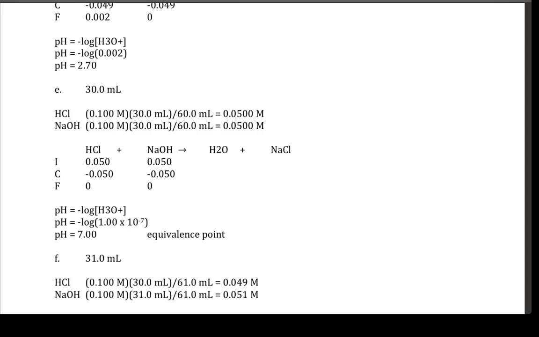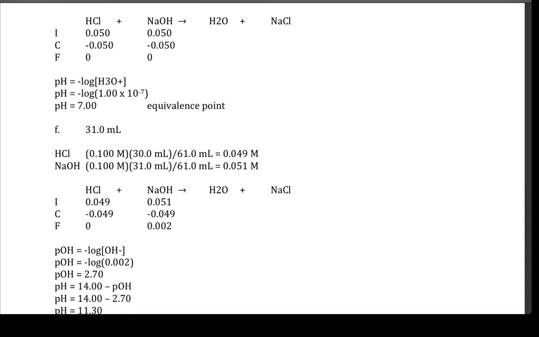But how are we going to get that? Taking the log of 0, which of course we cannot do. Well, realize that in pure water, with NaCl, the amount of H3O plus is 1.00 times 10 to the minus 7 molar. We take the negative log of that and we get 7.00. Alrighty, so that's the equivalence point.